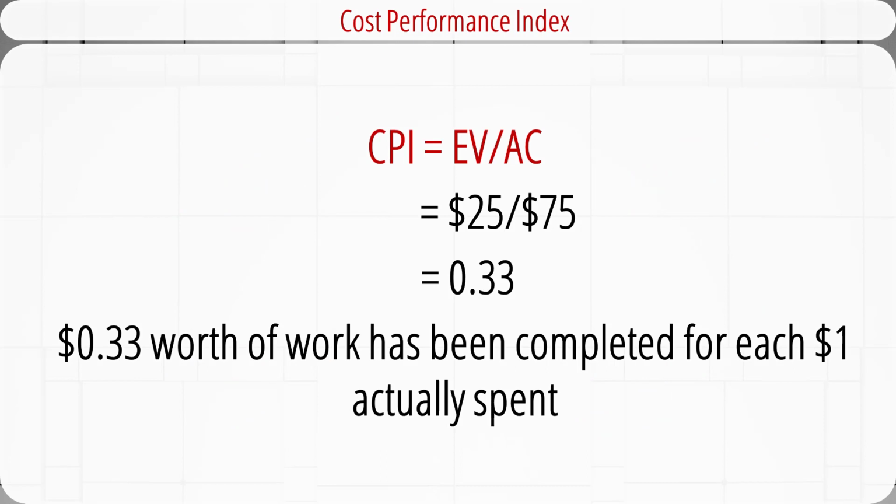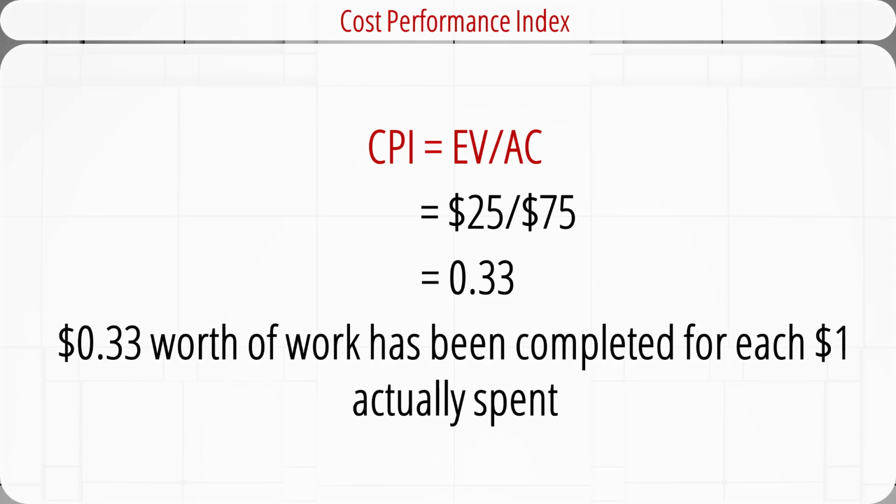Cost variance and schedule variance are absolute values that measure whether the project is on budget or on schedule. Some project managers prefer to use the cost performance index and the schedule performance index instead of cost variance or schedule variance. Cost performance index, or CPI, is equal to the earned value divided by the actual cost.